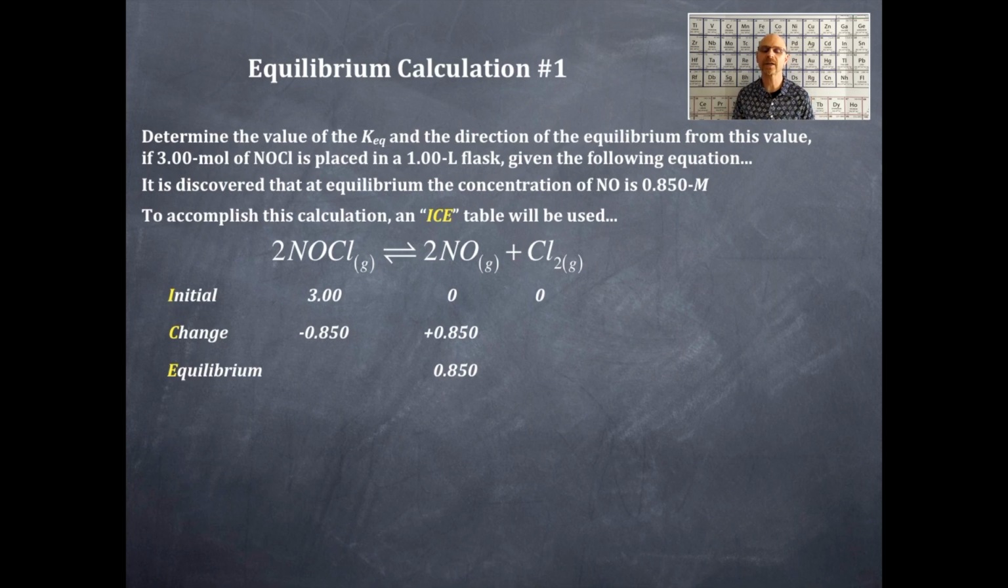Now notice the stoichiometric coefficient is different for the Cl2 and the NO. So I'm going to compare those two. The NO has a 2 in front of it. The Cl2 has a 1 in front of it. Therefore the Cl2 is going to be 1/2 that of the NO. So I'm going to add the 3 and the negative 0.850.